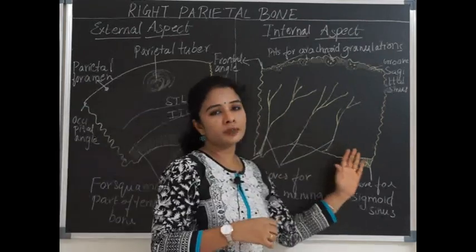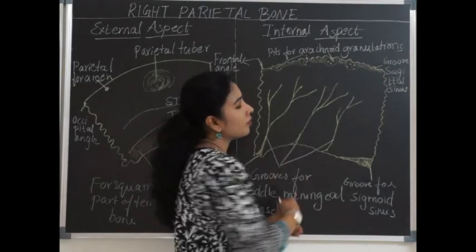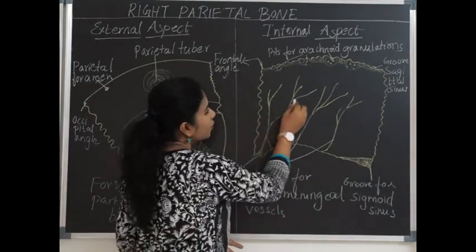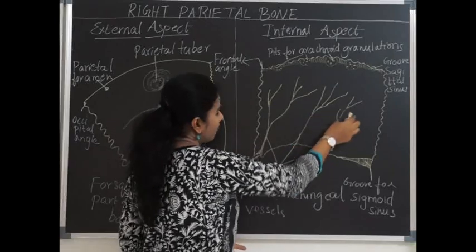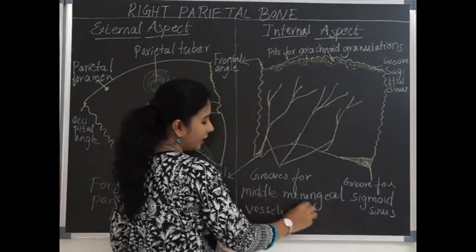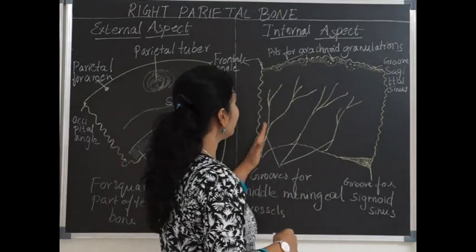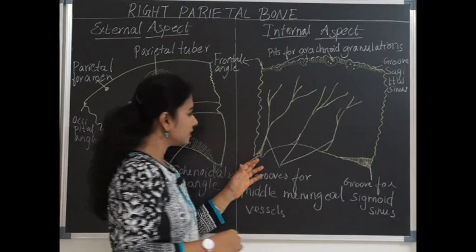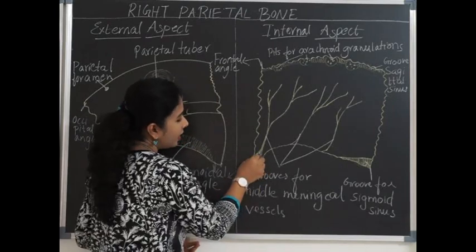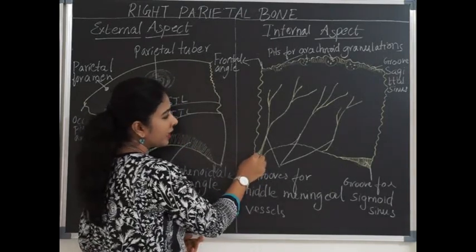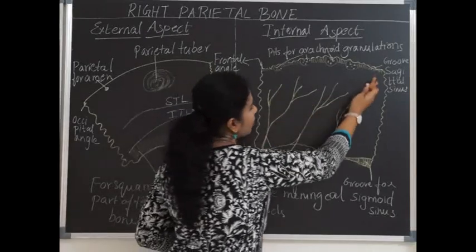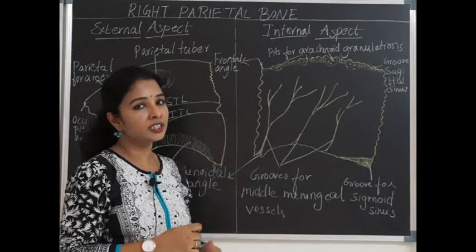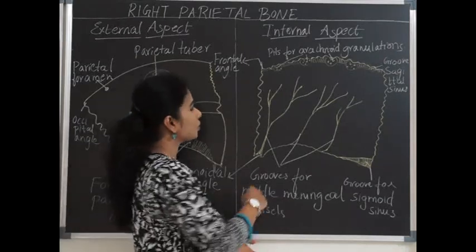Let's see the inner aspect of the parietal bone. The inner aspect is concave and is mainly identified by these grooves, which are made by the middle meningeal vessels. If we trace these grooves, they arise from the anterior inferior side and diverge towards the posterior superior side. So by seeing these grooves we can identify which side the parietal bone belongs to.